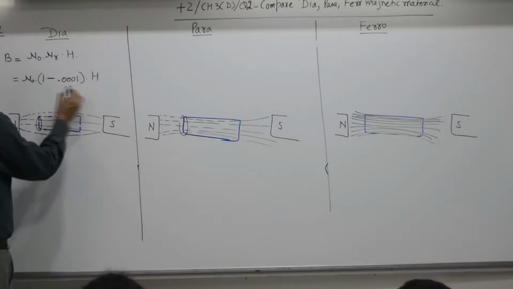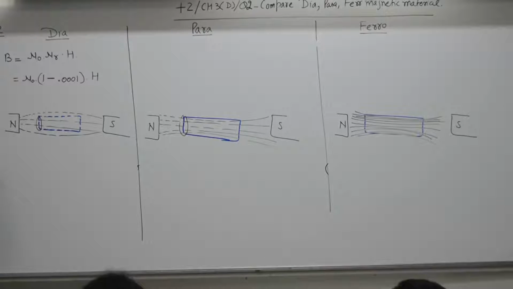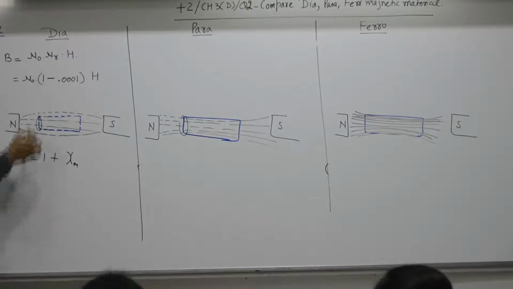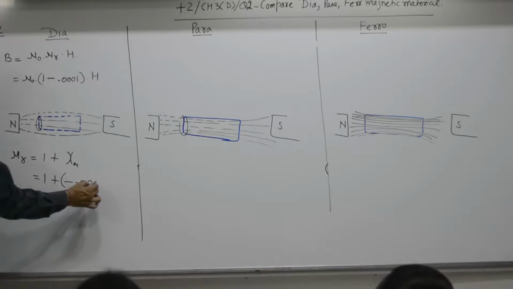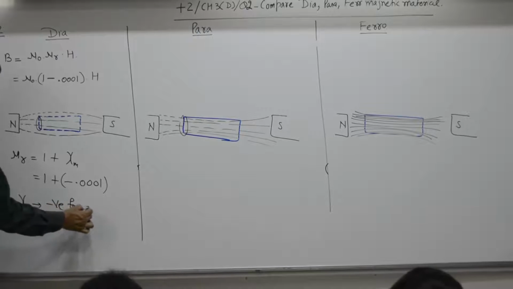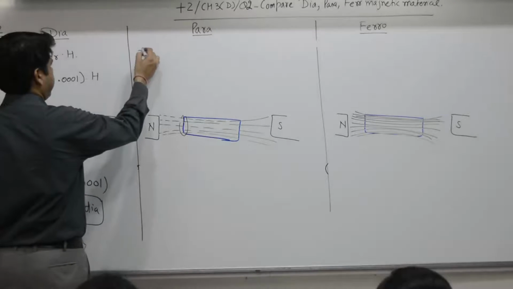So, for this one, mu r is equal to 1 minus this, and mu r is equal to 1 plus susceptibility, this is known as susceptibility. Mu r is equal to what? 1 plus minus 0.001 means what? Susceptibility is negative for diamagnetic materials. Para.